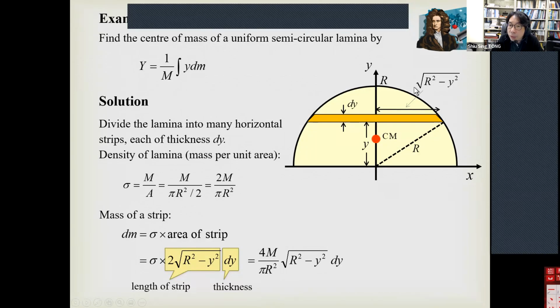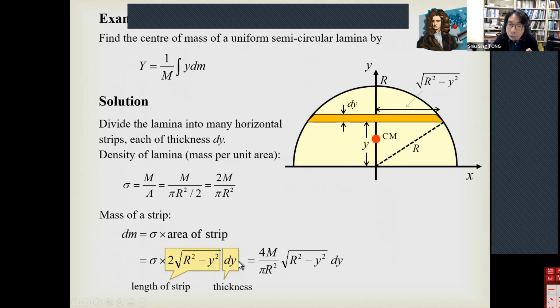Of course we have two sides. This is only one side, and we also have the other side, so we multiply the result by 2. So we have 2 square root of R squared minus y squared. But this is only the length of the strip. We still have to multiply by its thickness. The thickness is dy. When we multiply the length of a strip by the thickness, we get the area, and when we multiply the area by the density, we get the mass.